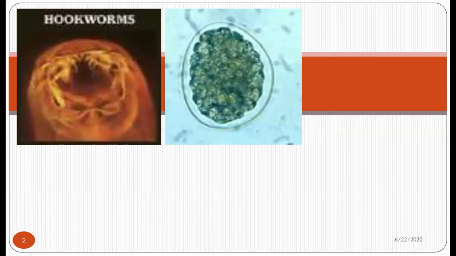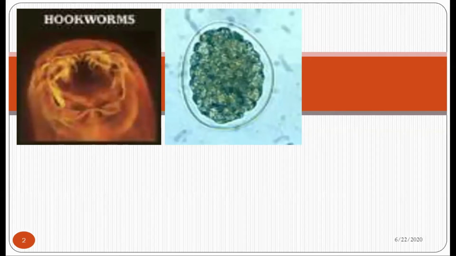Hookworms are nematodes, right? They are named hookworms. Hookworm is the common name given to these nematodes. They are called hookworms because on the anterior surface of these worms there is a mouth, a buccal cavity, and that is slightly hook shaped. That's why these worms are called hookworms.